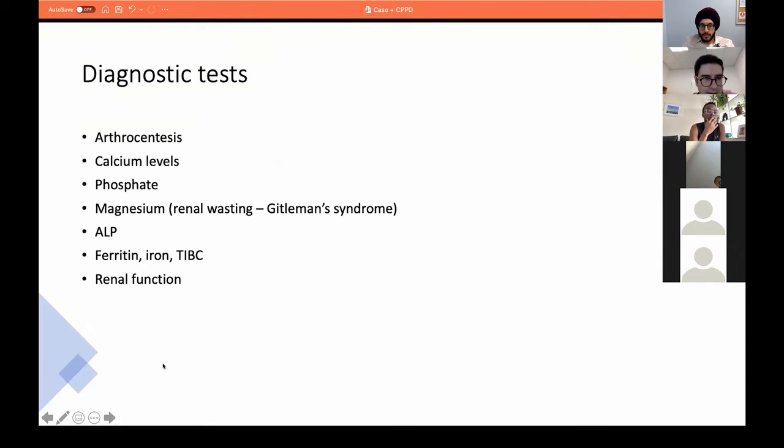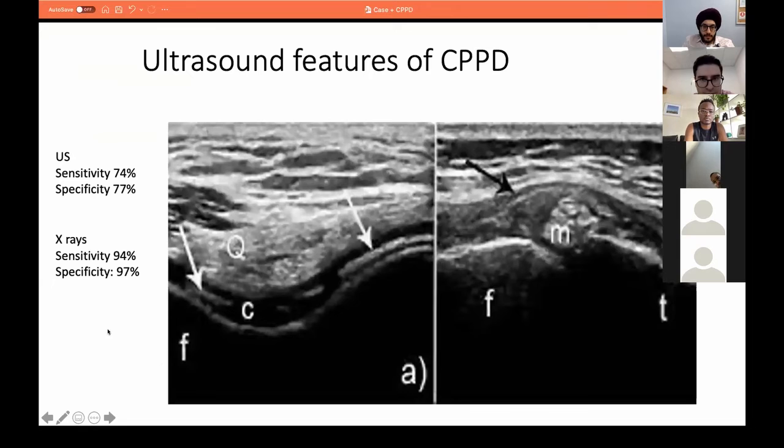As far as diagnostic tests, I think we mentioned them, all the above. If you think about the causes of it, then you'd know what to look for. So from arthrocentesis to calcium levels to ferritin, etc. So this is an ultrasound for CPPD. And I definitely use the ultrasound whenever I can. If you ever rotate with me, you know that we look into patients' joints.